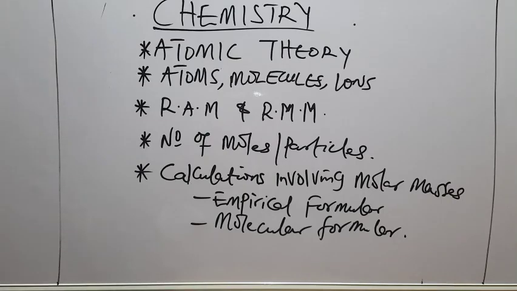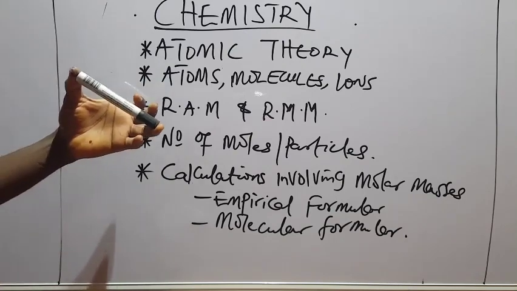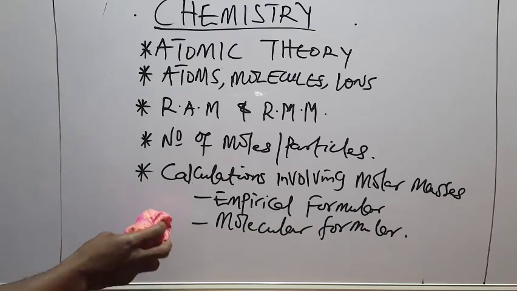Welcome to this class. In this lesson, it's more of a basic lesson. We're going to look at atoms and everything that relates to atoms. So we look at atoms, molecules, and ions. Then we look at the atomic theory. Then we look at the relative atomic mass and relative molecular mass. So we look at the number of moles or number of particles. Then we round the session up by looking at calculations involving molar masses, which is how to calculate the empirical formula and your molecular formula.